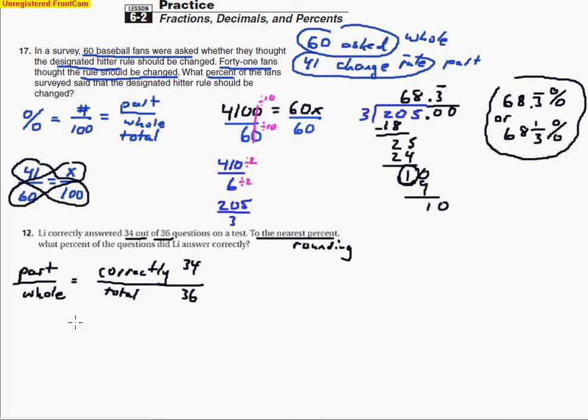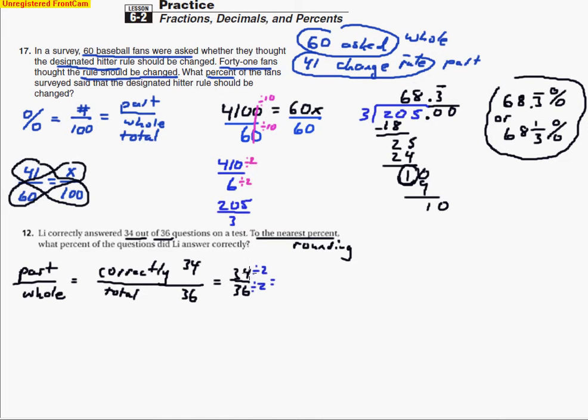Well, let's go ahead and take that fraction and reduce it. Let's make it simpler, because whenever we have a fraction that seems kind of tough, let's make it easier so we don't have to deal with such difficult division. Let's take out a common factor. What goes into 34 and 36? Well, 2. They're both even numbers.